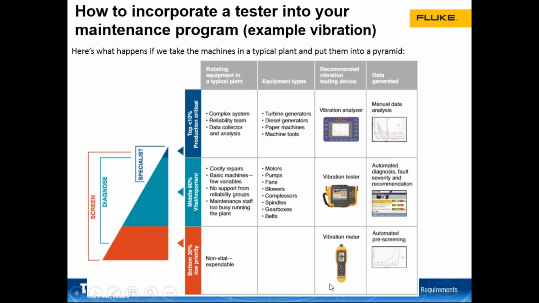And at the bottom of the pyramid, there's a lot of machines that we need to screen. That's where we're going to use a vibration meter to screen our tools. So this is a tiered approach to use some of your resources in your company to be able to start improving the maintenance on your machines without having to have a bunch of vibration experts or other experts on staff.